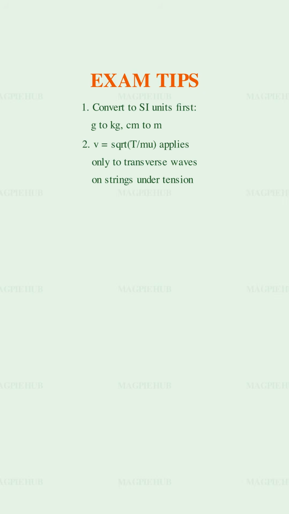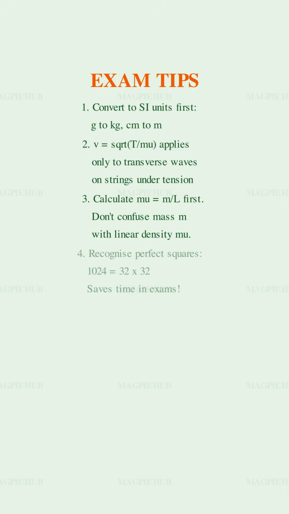Tip 3. If you are given total mass and length, first calculate linear mass density mu. Do not confuse mass with mu. Tip 4. Notice that 8 divided by 7.8125 times 10 to the minus 3 gives 1024, which is a perfect square. Recognizing perfect squares saves time in exams.